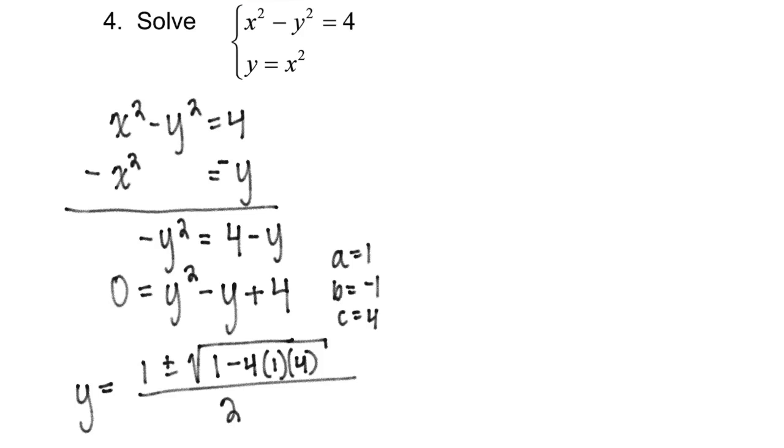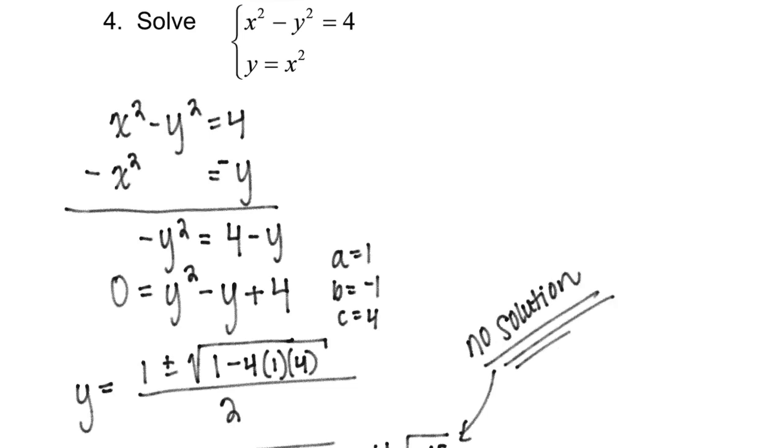y is equal to 1 plus or minus the square root of 1 minus 16, which is a negative number. We cannot take the square root of negative 15. It's imaginary, which has no place on the xy plane. Therefore, there's no y, no solution. But I would have solved it like this. This would have been a good way to solve just by using elimination. Get those x squareds out of there, and then you have an equation completely full of y's. But no solution.